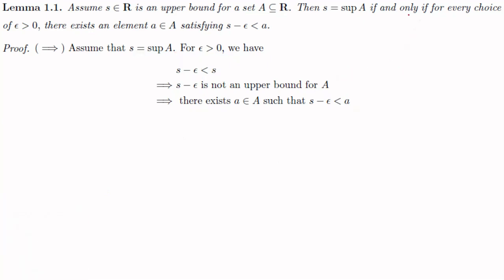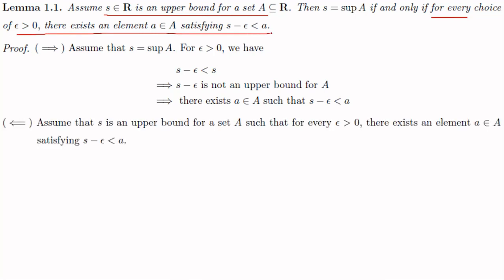Now to prove the backward direction, we will assume that S is an upper bound for the set A, and for every epsilon greater than 0, there exists an element A, element of capital A, satisfying S minus epsilon less than A. Now, as there exists an element A in capital A satisfying S minus epsilon less than A, you can say that S minus epsilon is not an upper bound for the set capital A.